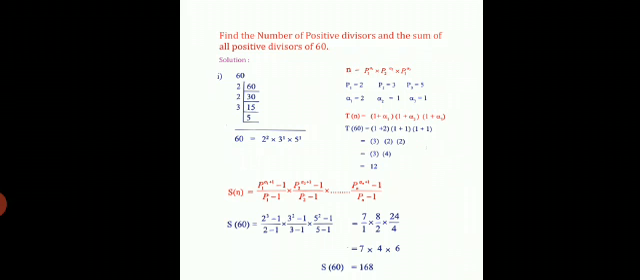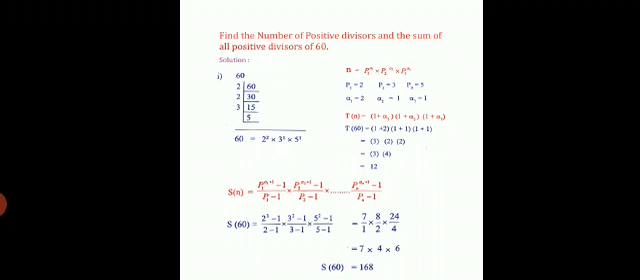Let's get started. Find the number of positive divisors and the sum of all positive divisors of 60. That is the solution. 60 is divisible by 2, that is an even prime number. We get 30. Again 30 is divisible by 2, we get 15. 15 is divisible by the next number, that is 3, we get 5. So the canonical representation of 60 is equal to 2 raised to 2 into 3 raised to 1 into 5 raised to 1.